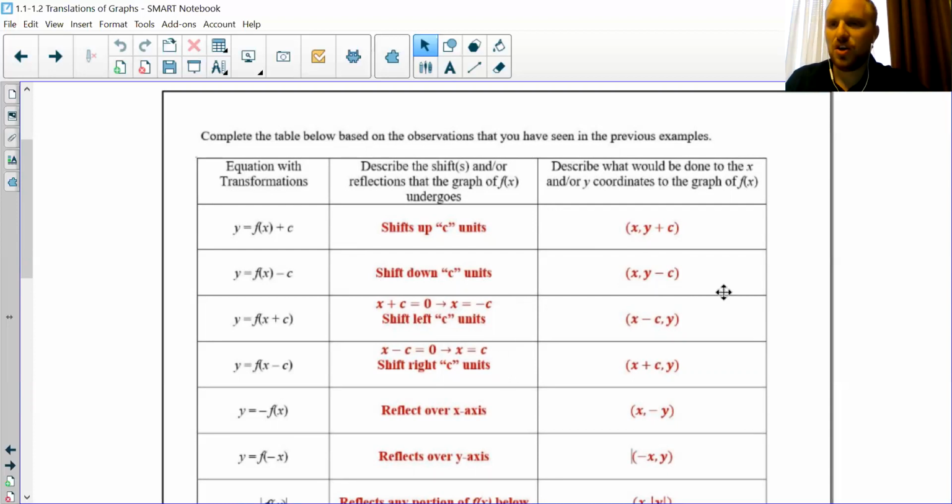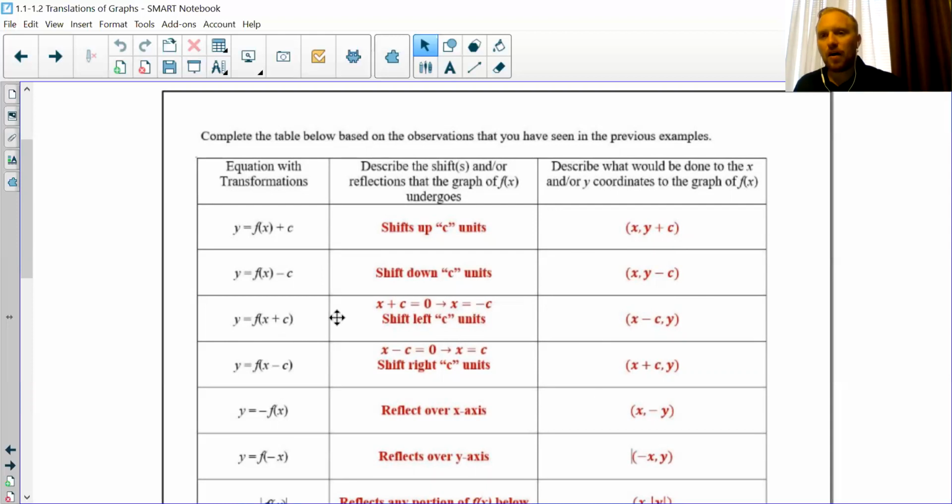Okay. A good way to think of it is if we were to start at 0, 0, where 0 would be x and 0 would be y, your plus c, let it be 2, it would be 0, 2. It shifts it up 2. And if it was minus 2, it would go down 2.